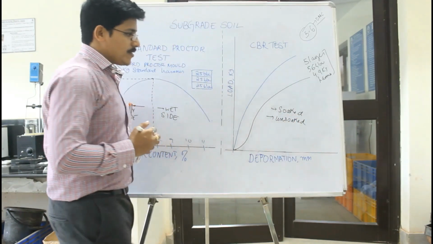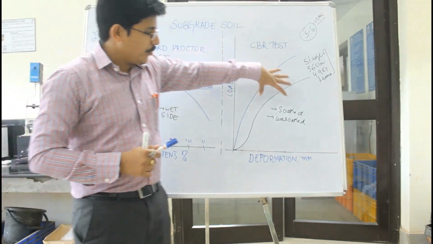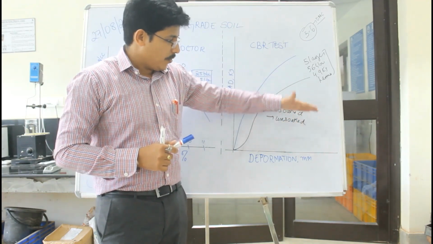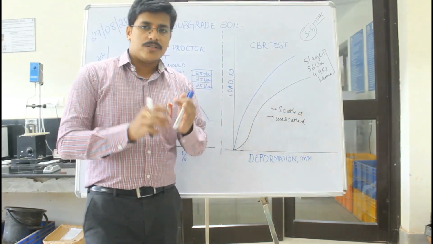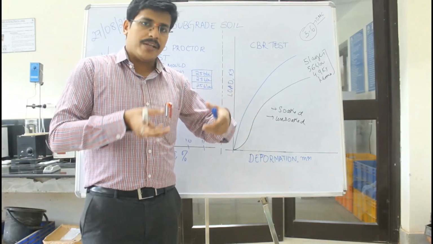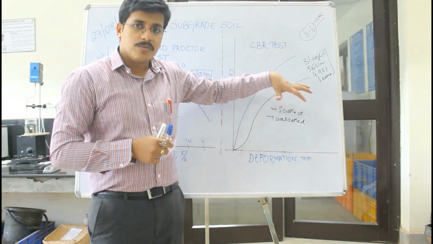So once you compact the soil, when the CBR sample is prepared, you can either determine a soaked CBR or an unsoaked CBR. Soaked CBR means that once you compact the soil sample, the whole assembly will be kept in a bucket of water for at least 4 days to simulate the soaking.